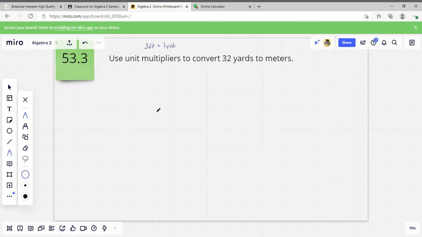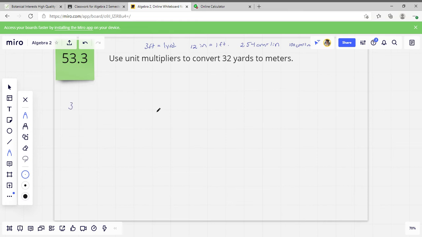Okay, and then I know that there's 2.54 inches in, no, not yet. We've got to get from feet to inches. So there are 12 inches in 1 foot, and then we're going to get from inches to centimeters. So 2.54 centimeters equals 1 inch. And then we're going to get from centimeters to meters, 100 centimeters equals 1 meter. Alright, so we're going to use all those converters.